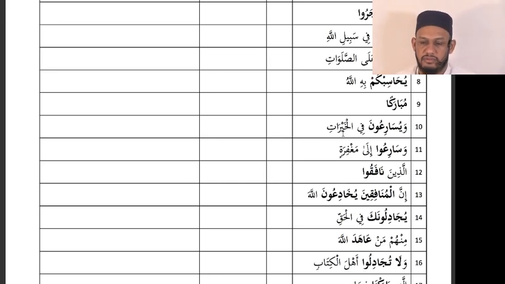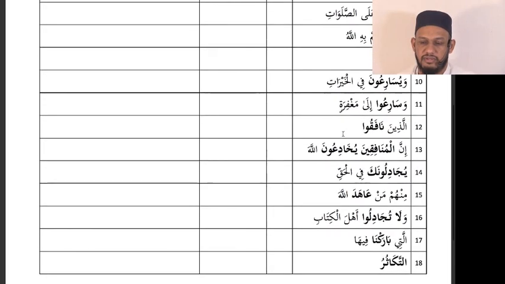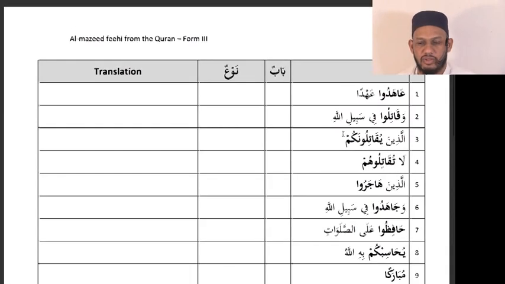Number 11, you know. Number 12, you know. Number 13, you can look up. Number 14, you should know. 15 should be fine. 16 should be fine. 17, fine. 18, fine. Okay, in a way you can look up all of them. There's no difficult words. Most of the words are Mazid Fihi. Let's go through 5, inshallah, and then we will do Nahu.